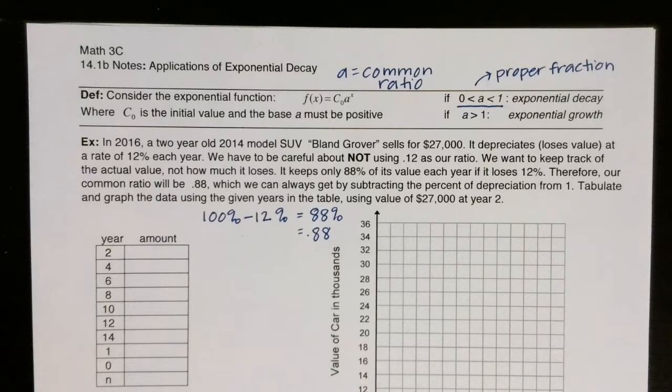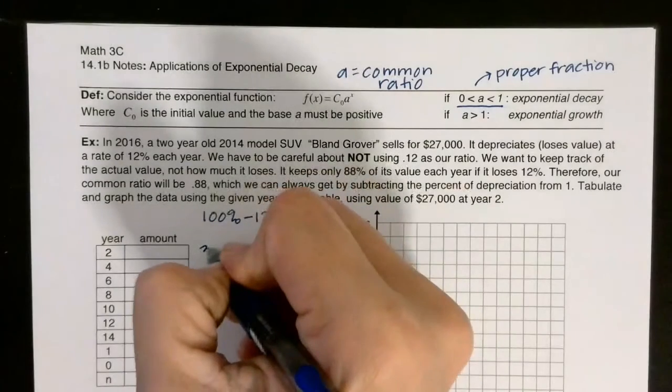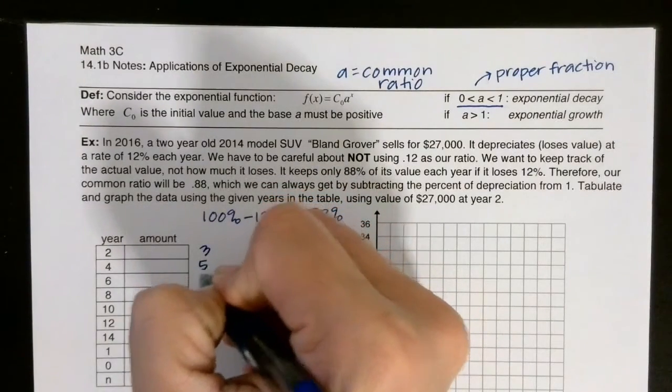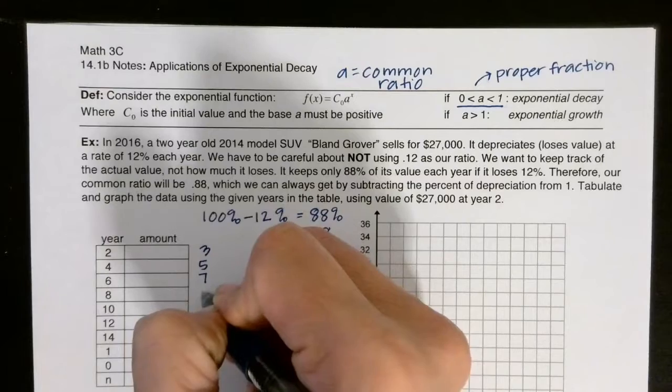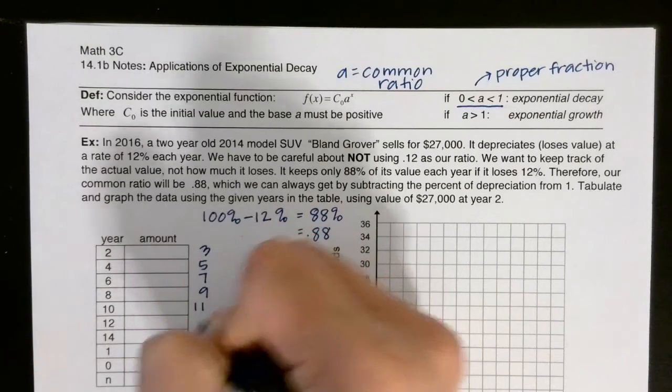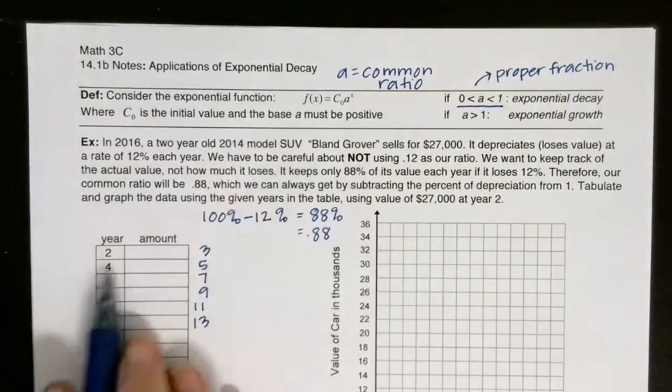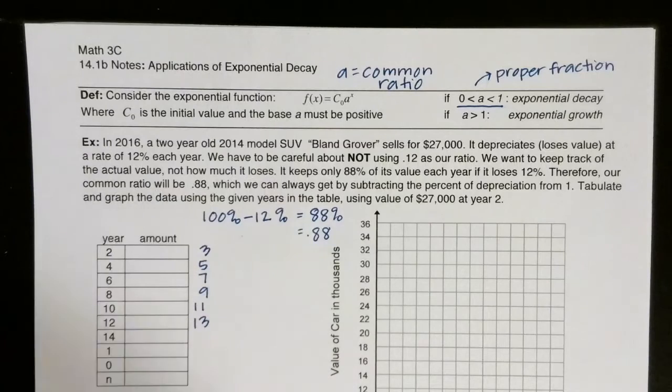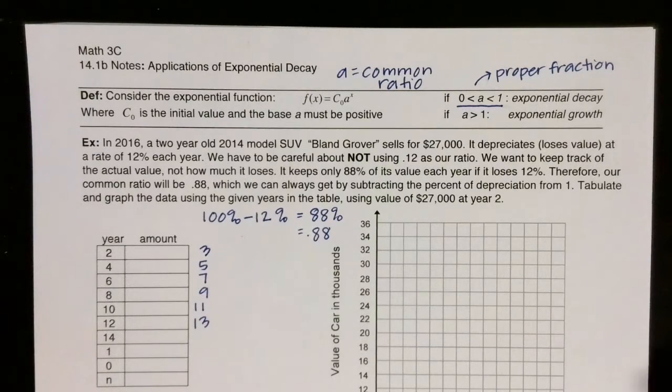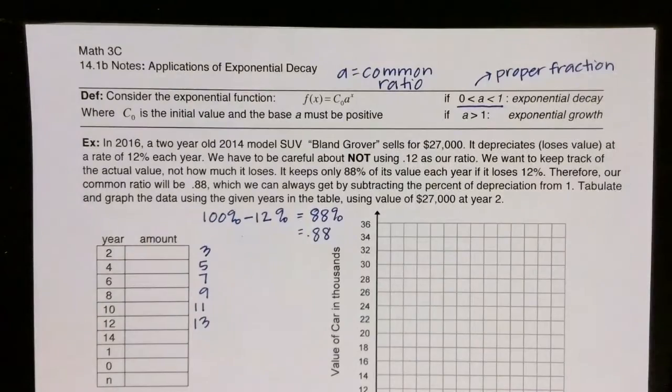So we're going to make a table for this and graph it, and just like yesterday, we have 3, 5, 7, 9, 11, and 13. And if you're like, why does this say year 2? Well, remember, the car is 2 years old, so we don't have the amount at 0, okay? So let's go ahead and plug these into our calculator in just a second.